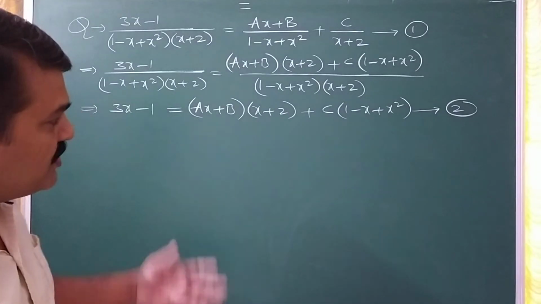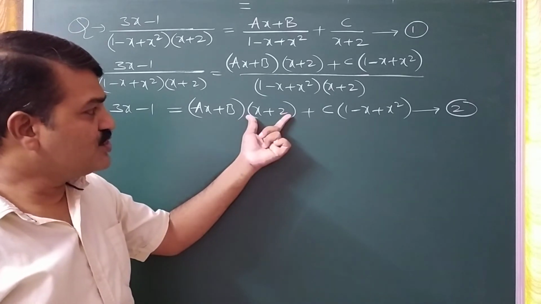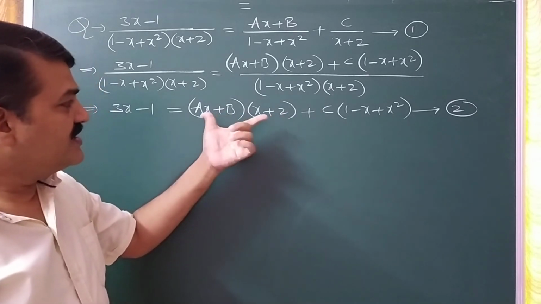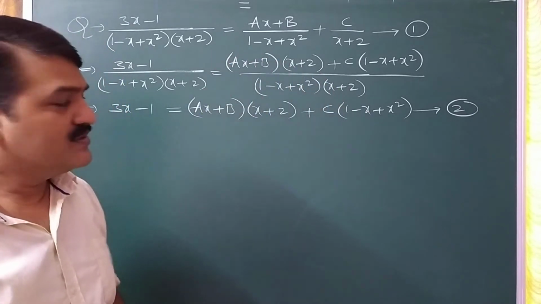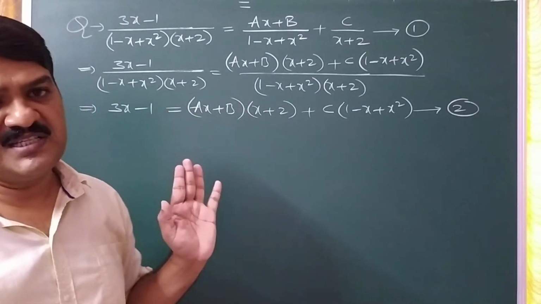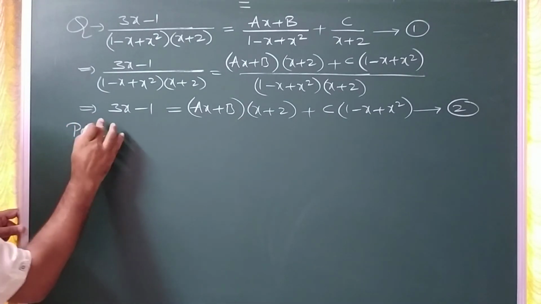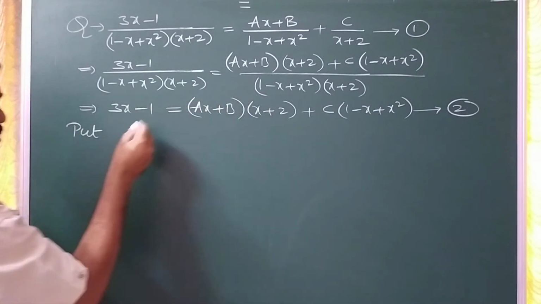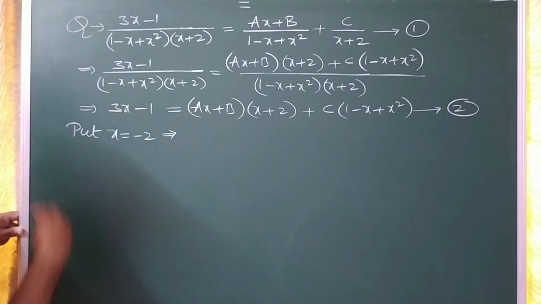Now, by substitution, can we get any value? We will see. Clearly, if x plus 2 is taken as 0, this complete first term will be 0. You will get the value of C. That is the only value we will get by substitution. Let me do that. So we will take x plus 2 as 0, that means put x is equal to minus 2.